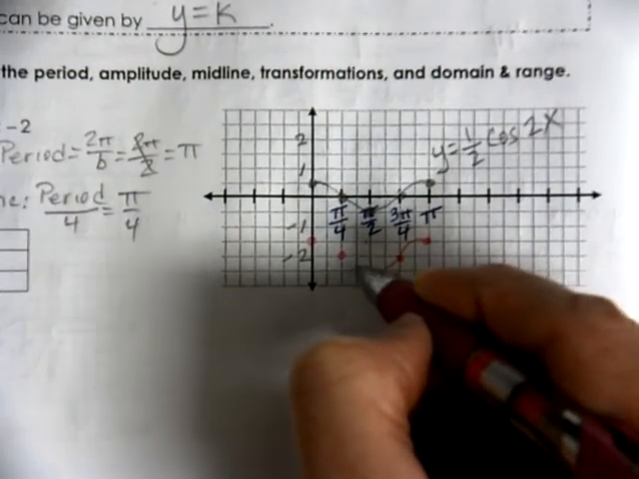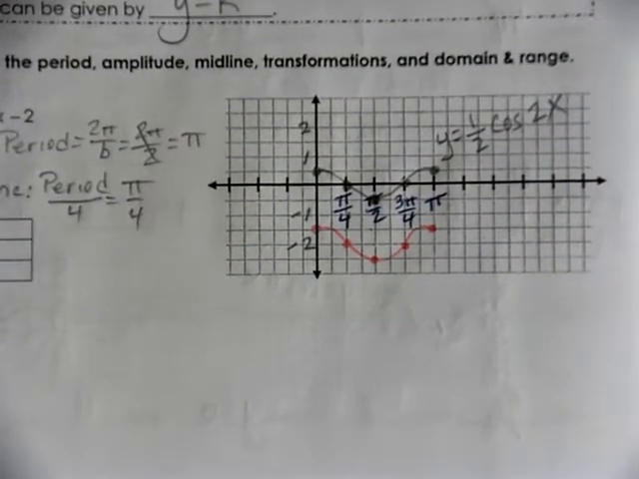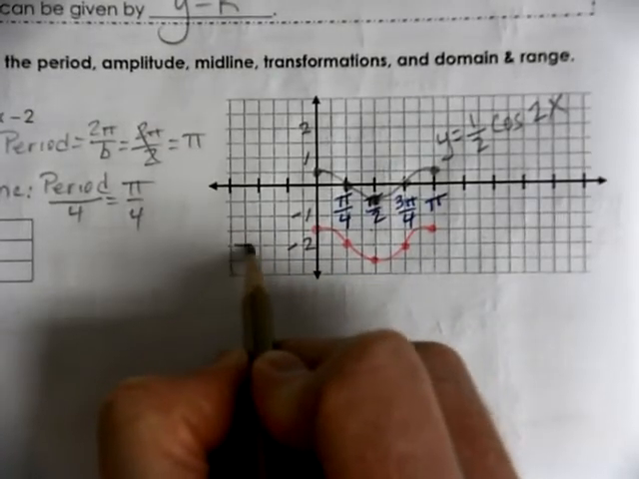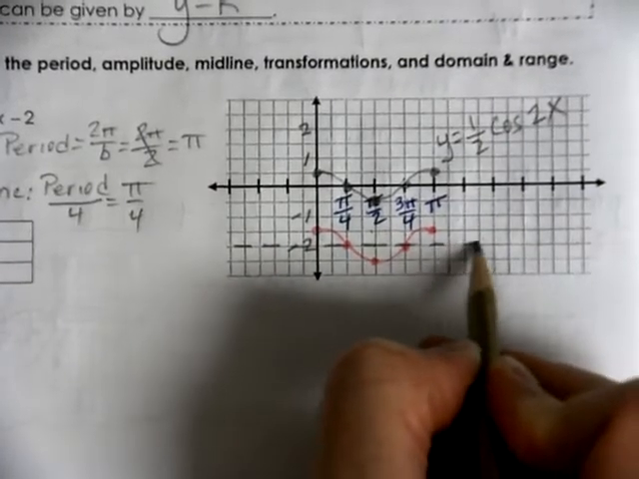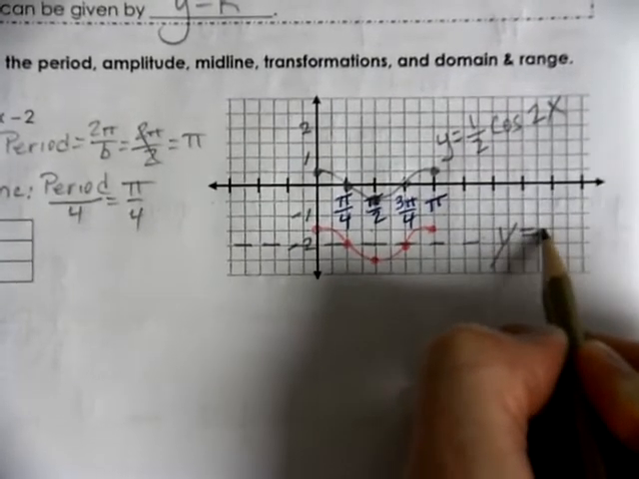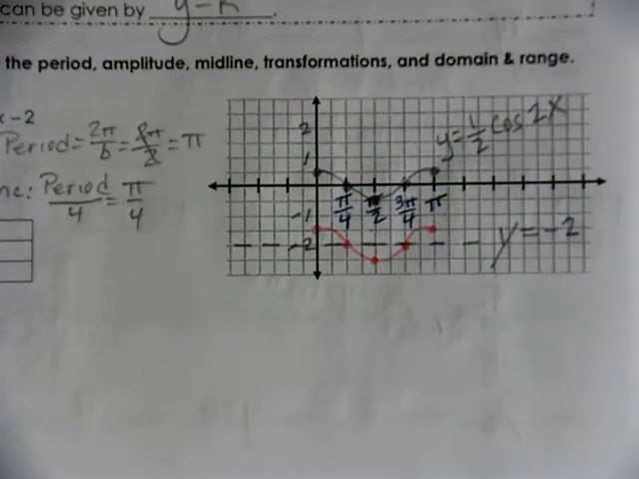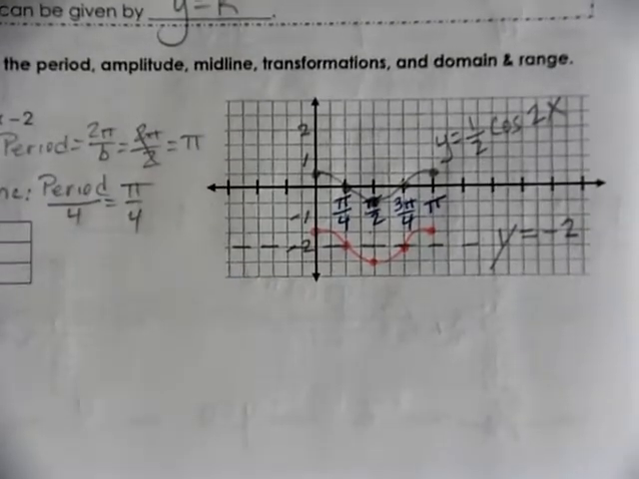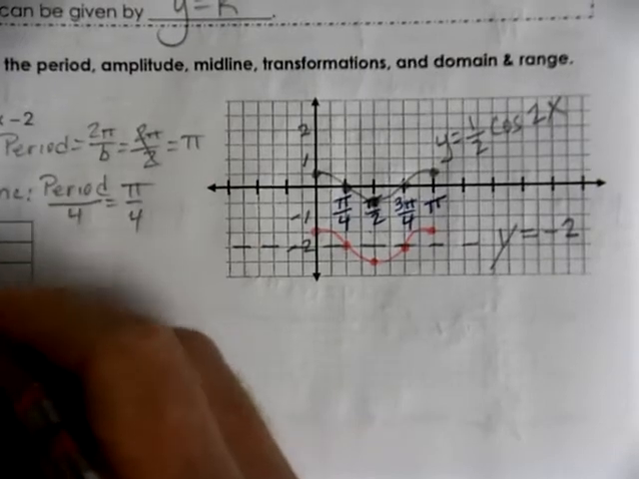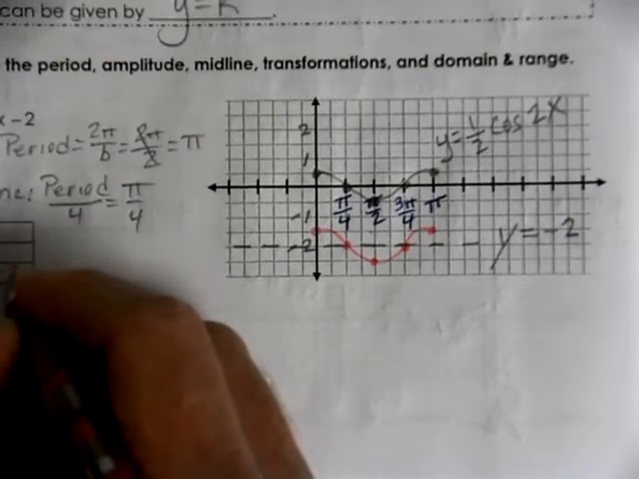And we can graph it right in there. We would draw our midline. Our midline used to be at 0, and now it was translated 2 units down, so we are at y equals -2. That is our midline. The amplitude is a half. The period is pi. And the midline is y equals k, so that is y equals -2.